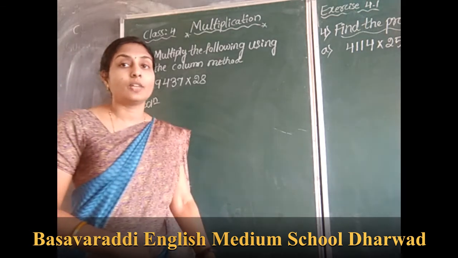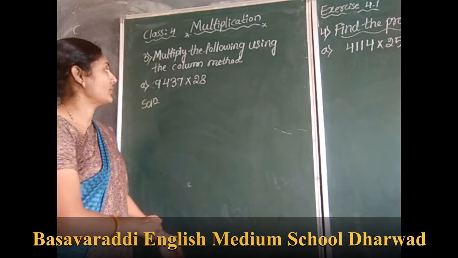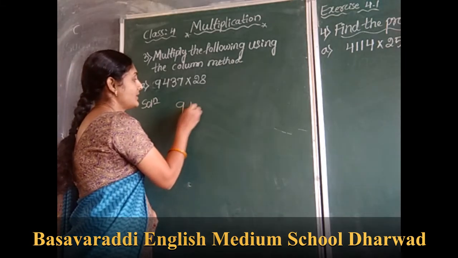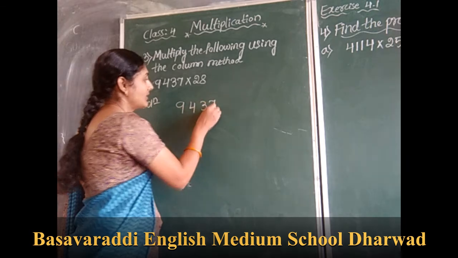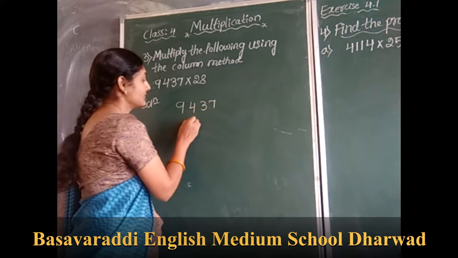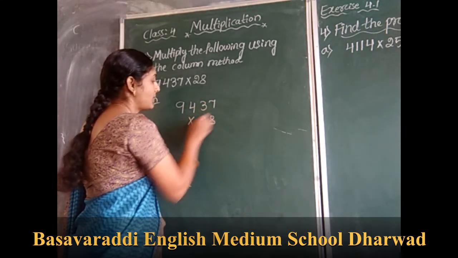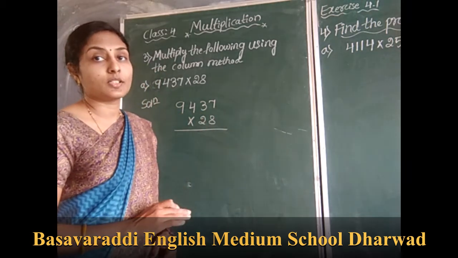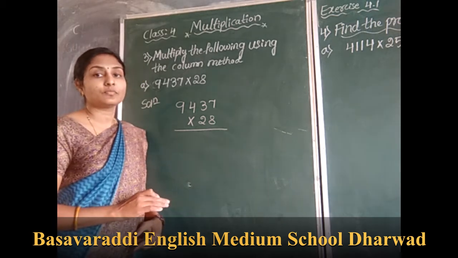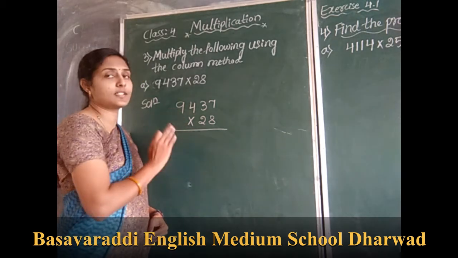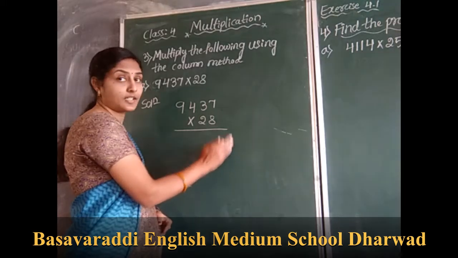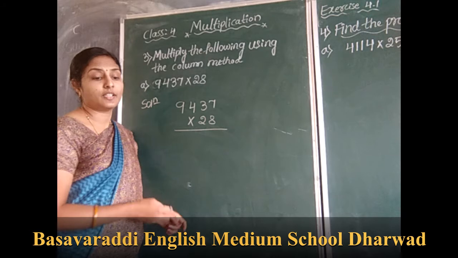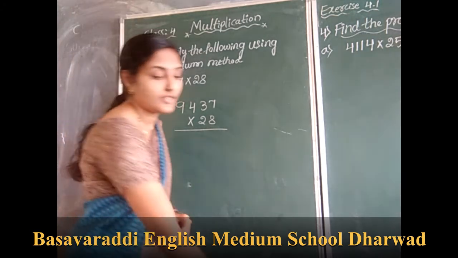So first we have to arrange the numbers column-wise. Write the number 9,437, that is the multiplicand, and 28 is the multiplier. In this question also there are two numbers. So we have to multiply the multiplicand by each digit separately. Let us start from the right to the left side. That means 8 sevens are. It means 8 is multiplied 7 times.